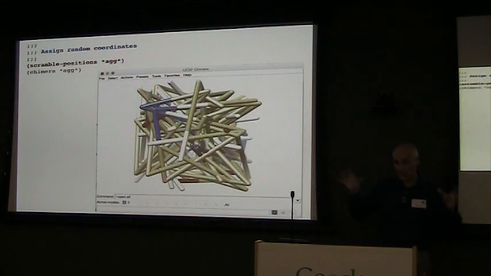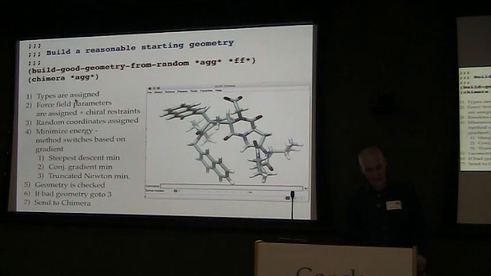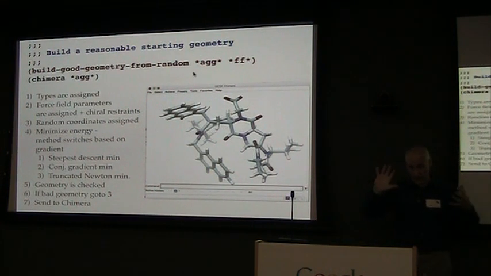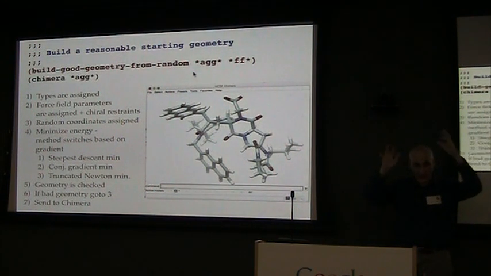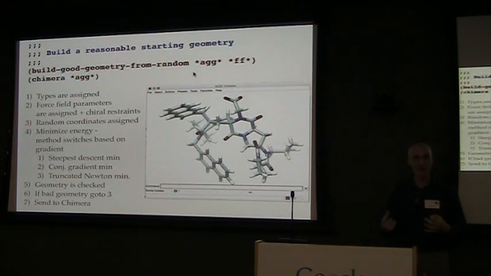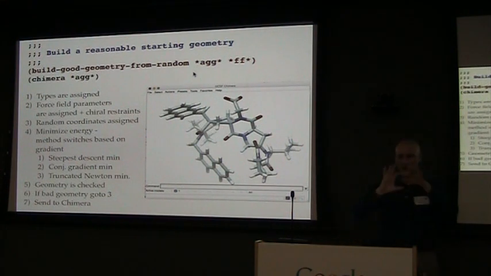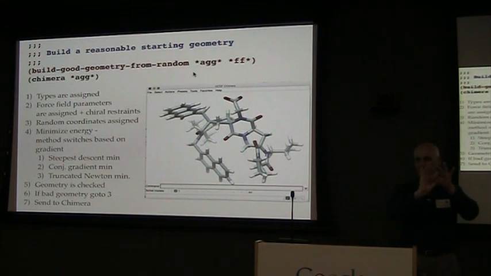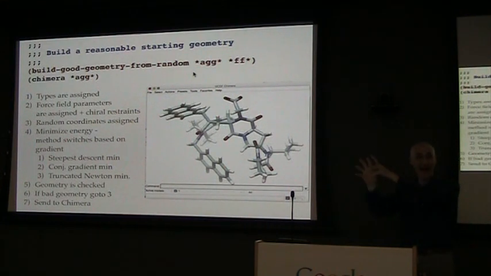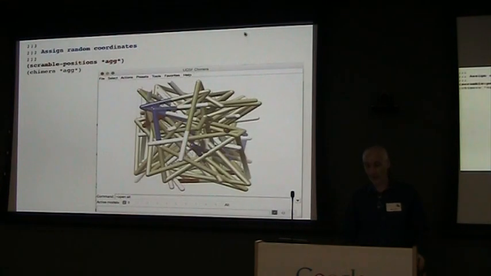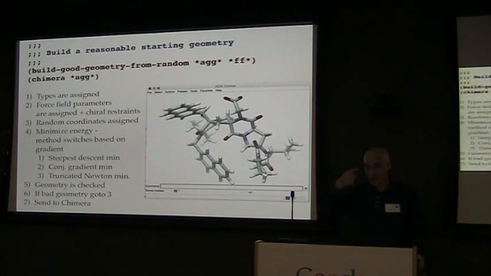And then I just say scramble positions, it'll assign random coordinates, and here's the molecule that I drew. I don't have any three-dimensional structure yet. Then I say build good geometry from random. And it takes that mess, applies nonlinear optimization, optimizes the bond lengths and angles and dihedrals, and in about a couple of seconds, it builds a three-dimensional structure. Sometimes it's wrong, especially because I've got all these rings. Sometimes they get rings concatenated with each other. So build good geometry from random then checks the geometry to make sure there are no bad bonds and angles and stuff. And if there is, it throws it out and goes back to another one of these and does this again. And it just keeps doing that.